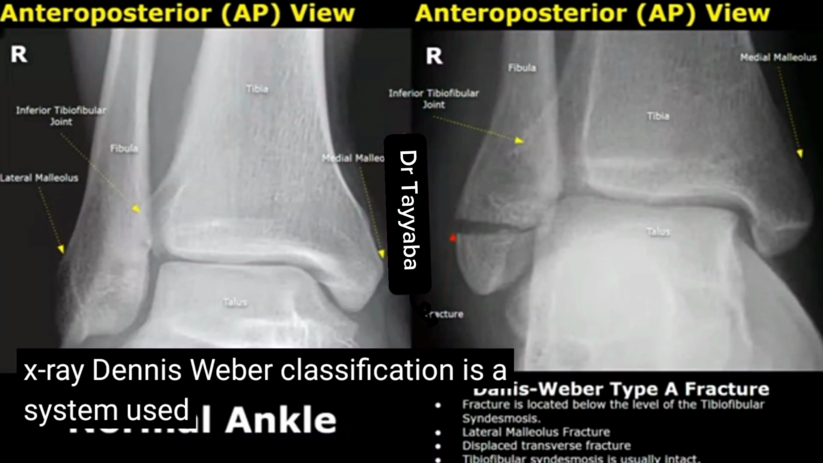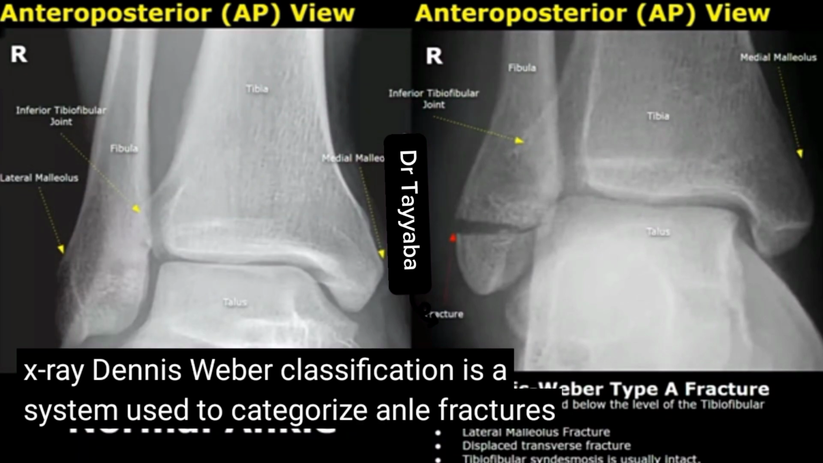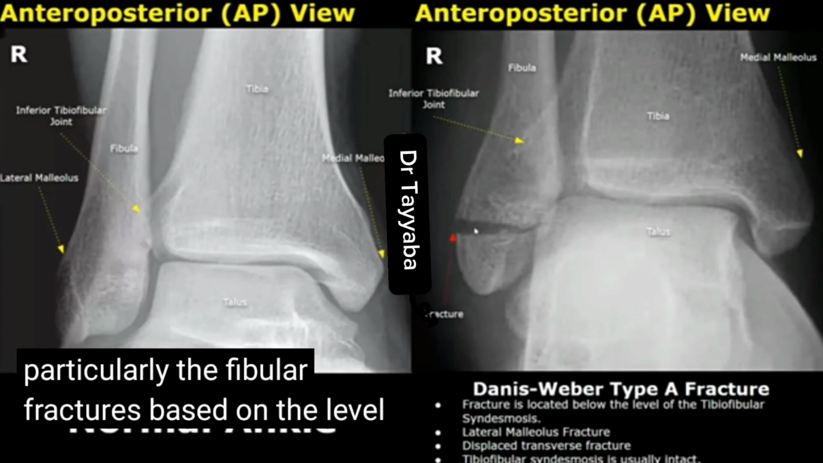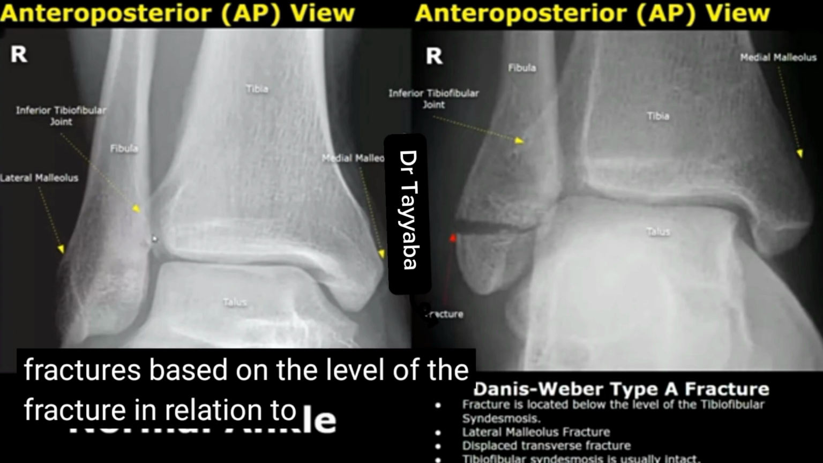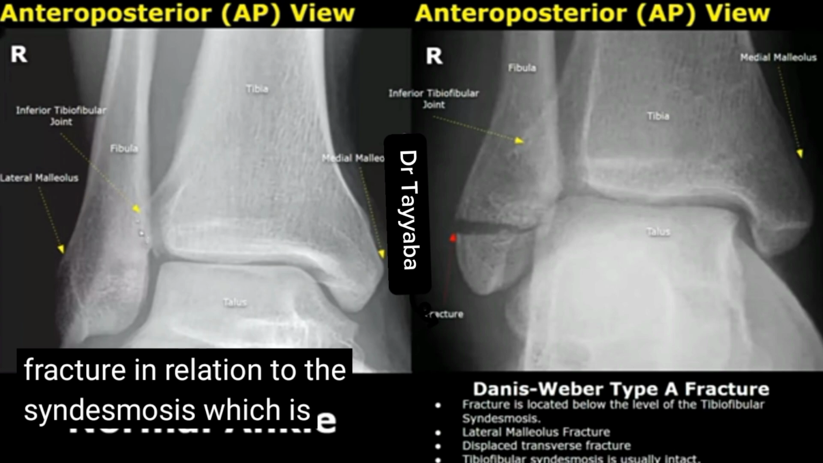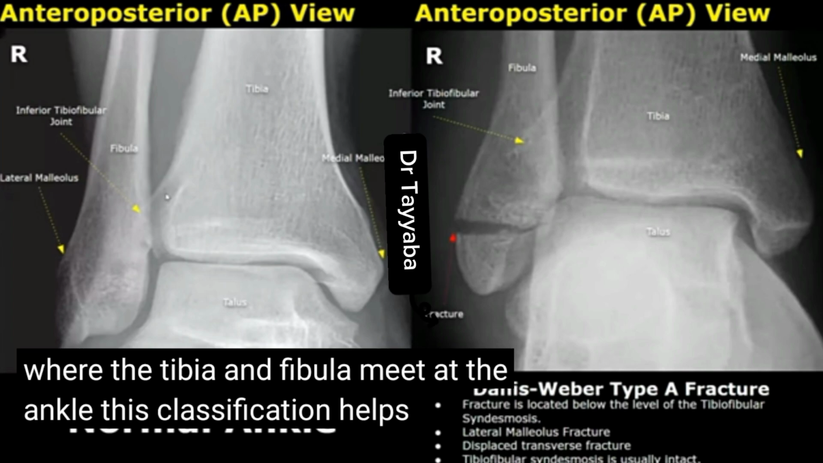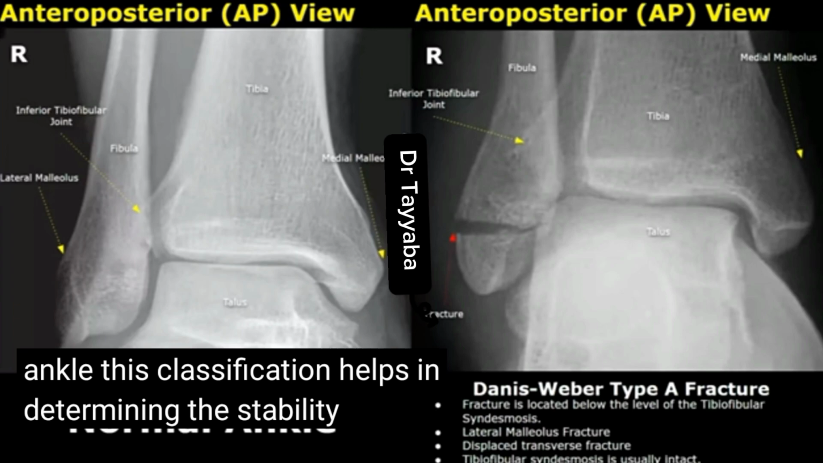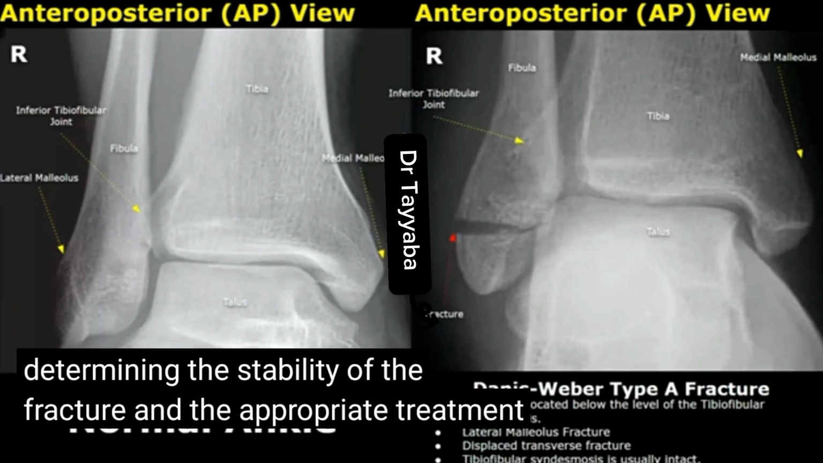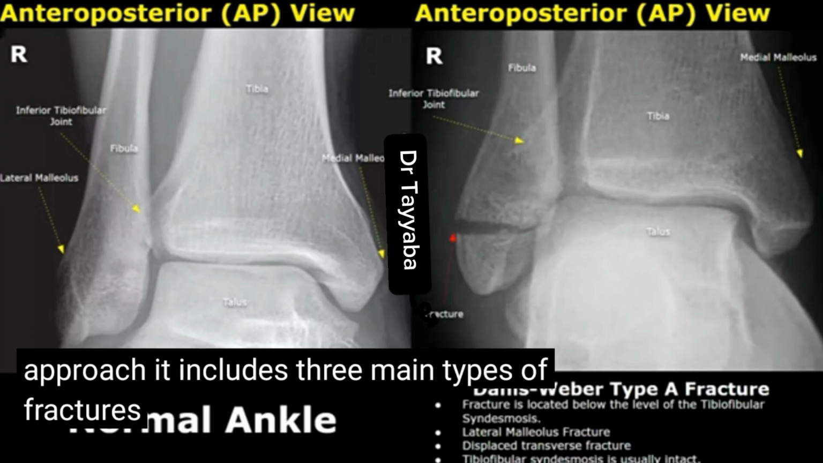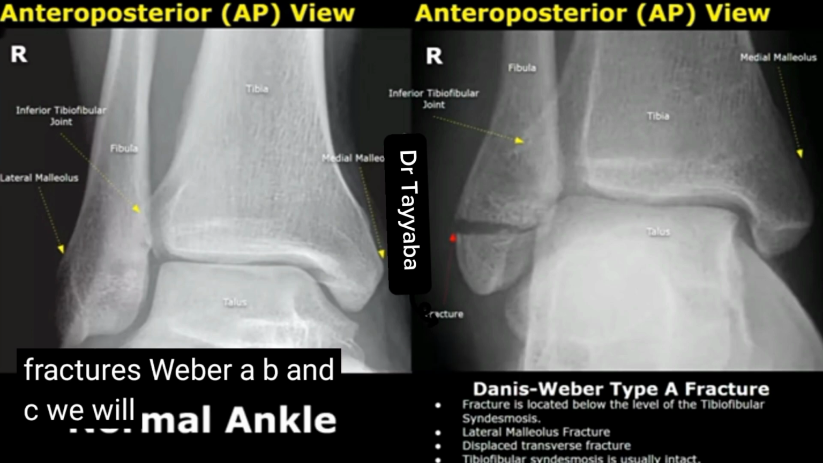Danis-Weber classification is a system used to categorize ankle fractures, particularly tibiofibular fractures, based on the level of the fracture in relation to the syndesmosis, which is the joint where the tibia and fibula meet at the ankle. This classification helps in determining the stability of the fracture and the appropriate treatment approach. It includes three main types of fractures: Weber A, B, and C fracture.